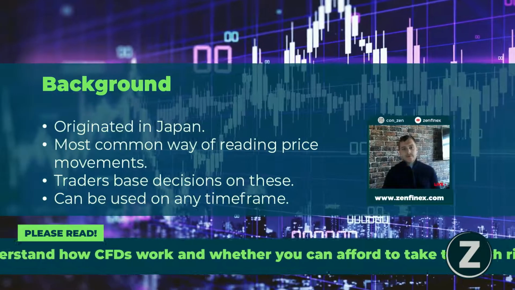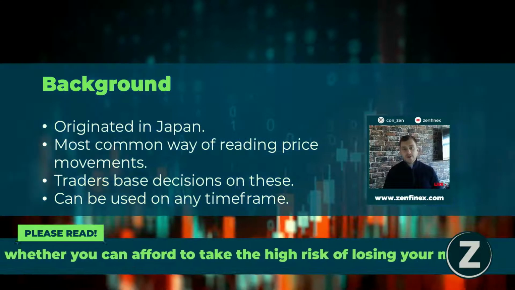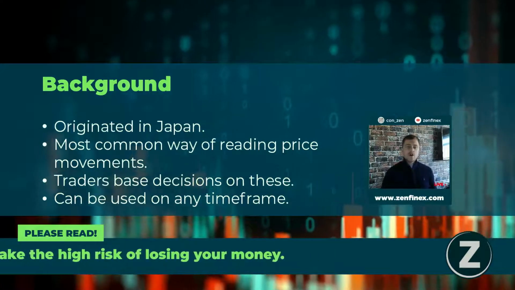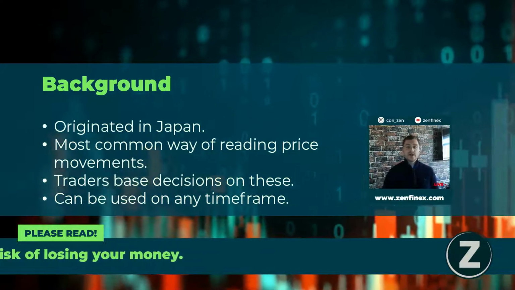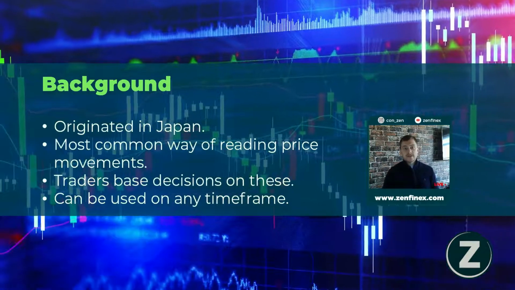So then, just very quickly, some background on candlestick charts. Where do they originate from? They originated in Japan over 100 years before the West developed what is known as bar and point and figure charts. And to this day it is the most common form of reading price movements in financial markets. And traders often make their own trading decisions based on these.